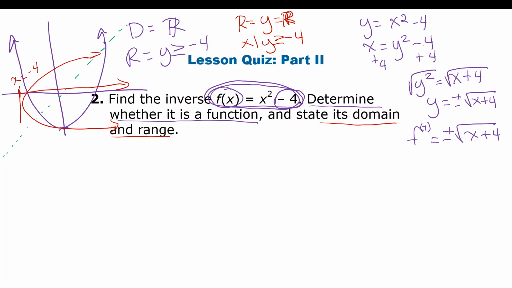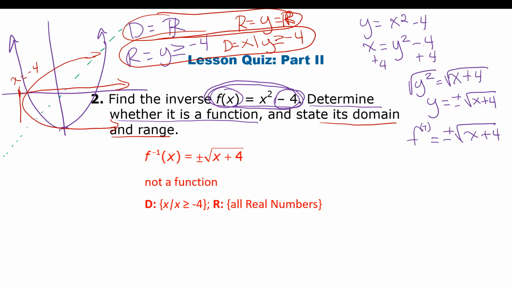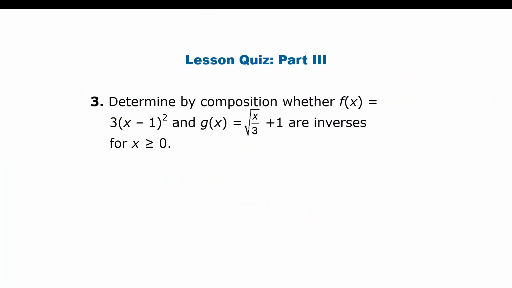So notice that the domain switched places with the range, and the range switched places with the domain. The domain is now the range. Okay, so here it is written out, our inverse function, and it is not a function, and the domain is now x has to be greater than or equal to negative 4, and the range is all real numbers.